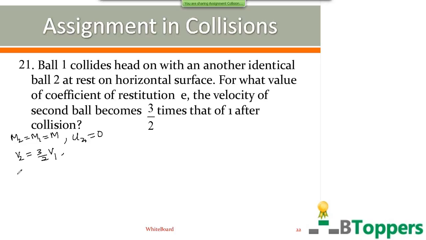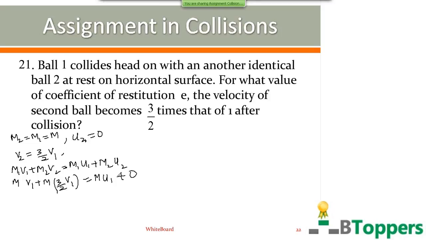So we can write M1 V1 plus M2 V2 equal to M1 U1 plus M2 U2 for any one-dimensional collision. Here both the balls have the same mass M. So you can write V2 equal to 3 by 2 times V1, and since the second ball is at rest, U2 is 0. Simplifying further, you get 5 by 2 times V1 equal to U1.